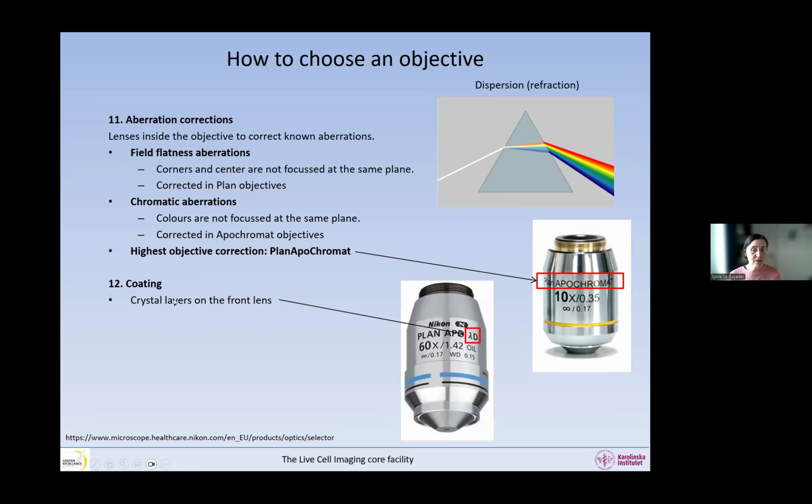Another thing to consider is the coating, and you can see sometimes this type of thing. So you can see here we have apo, so it's written apo, but it's apochromat, so plan apochromat. And then here we have lambda D. This is the type of coating of the front lens. So there are crystal layers on the front lens to prevent a reflection of the emitted light, for example. So it improves the transmission. These crystal layers are fragile, so it's very important that you are gentle when you clean the objectives.